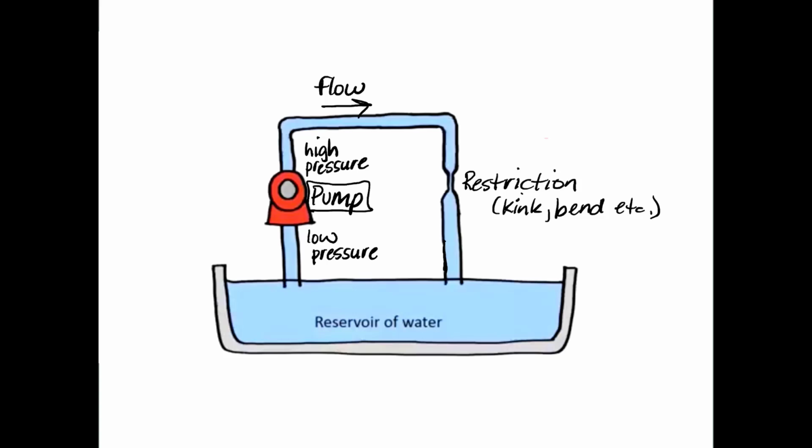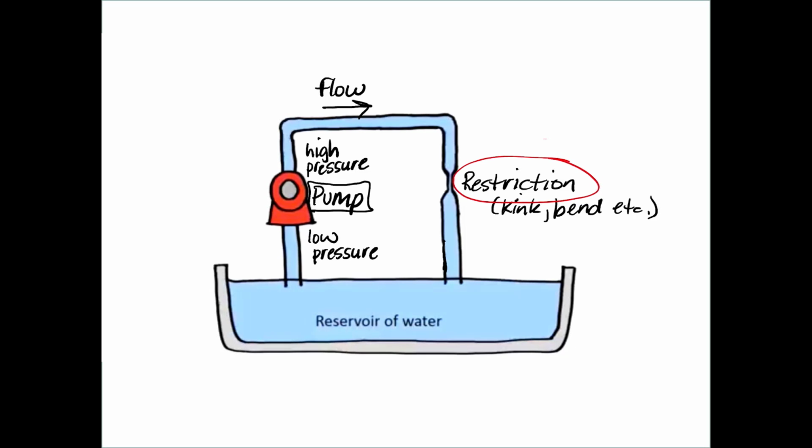But with it, we have flow, and you can see here we've included the restriction. So that would be a kink or a bend in that conductor or a kink or a bend in that pipe. And when the flow entered that restriction, there would be work being done.